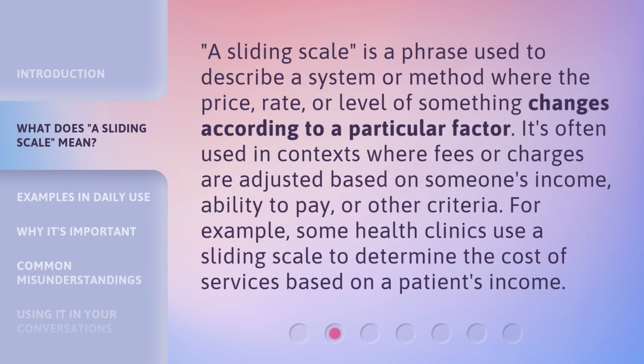A sliding scale is a phrase used to describe a system or method where the price, rate, or level of something changes according to a particular factor. It's often used in contexts where fees or charges are adjusted based on someone's income, ability to pay, or other criteria. For example, some health clinics use a sliding scale to determine the cost of services based on a patient's income.